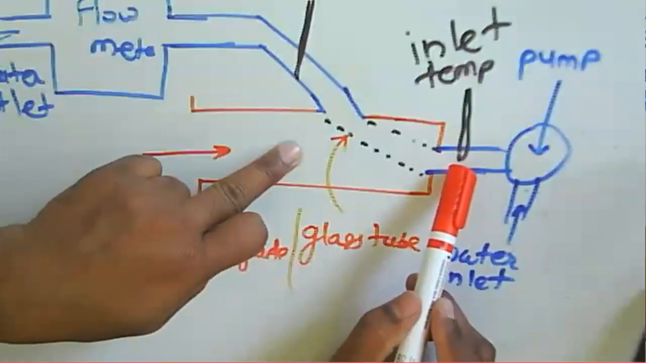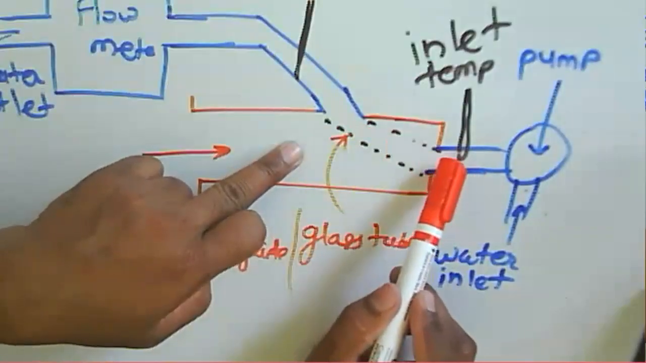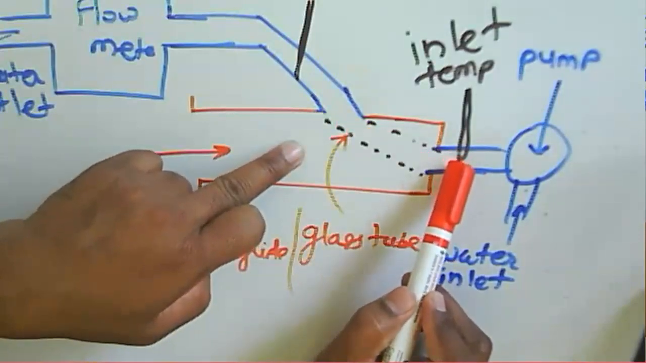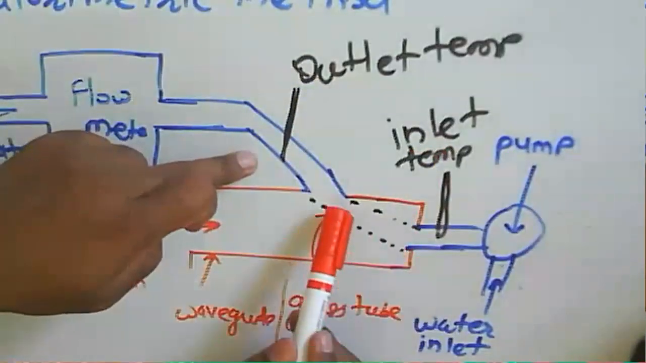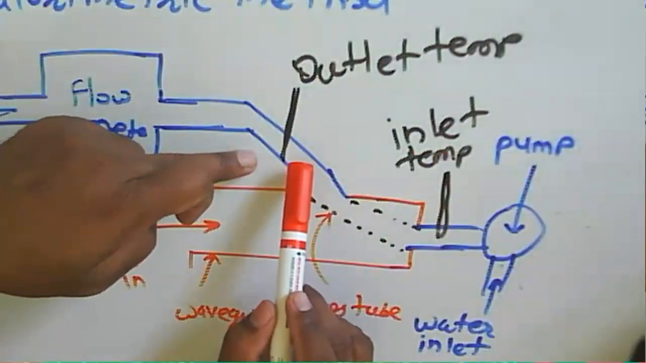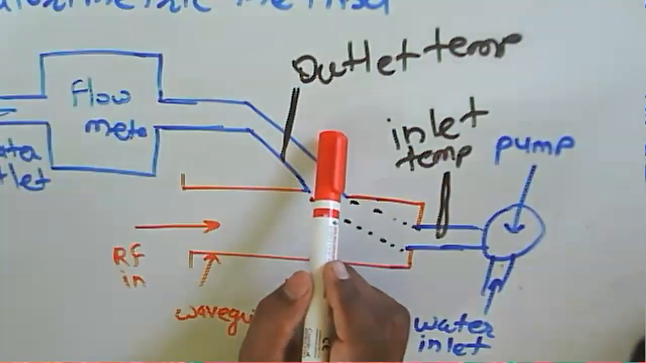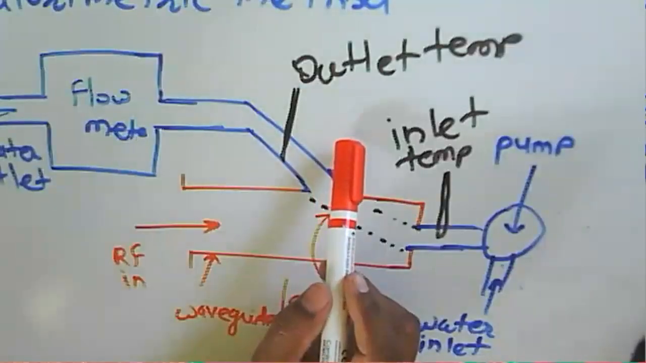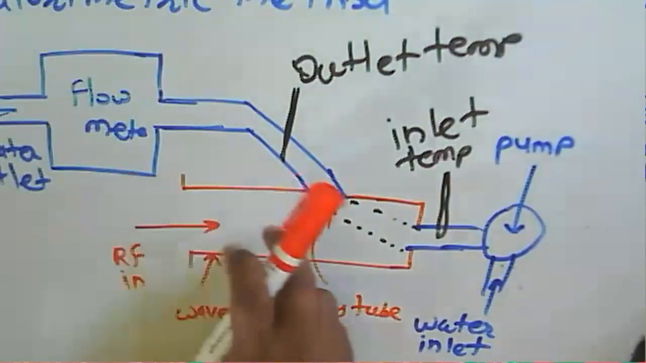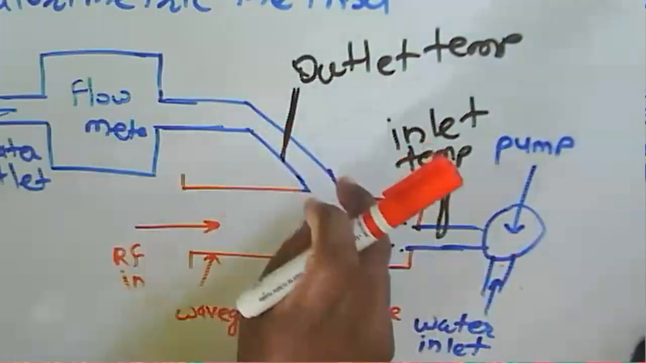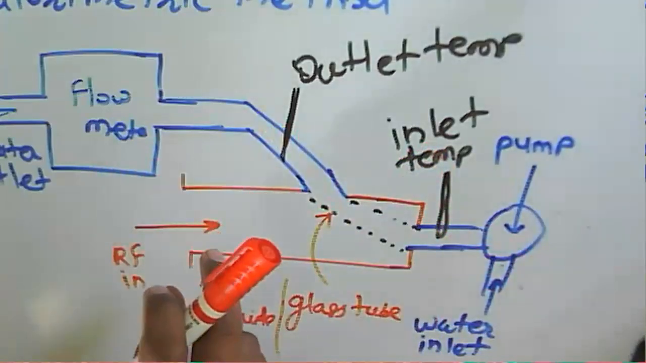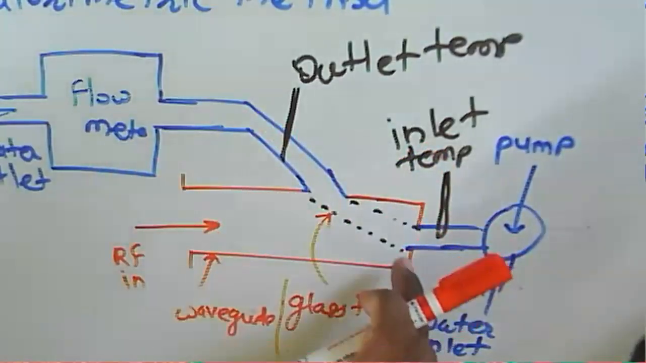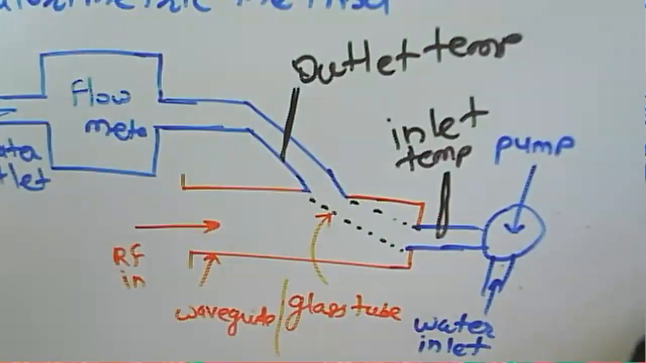So before flowing the water through this guide, we need to measure the temperature. That's why we have the inlet temperature. And when it comes out of the waveguide, we need to measure another temperature. That's the outlet temperature. When we apply the RF input signal, the water gets heated and we measure the temperature, that is, the inlet temperature and the outlet temperature.